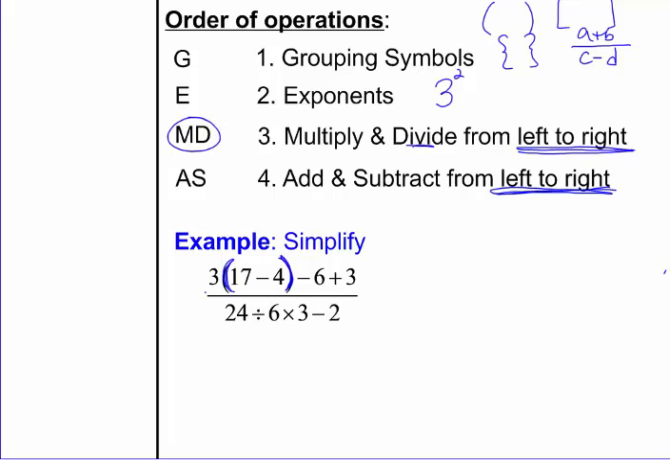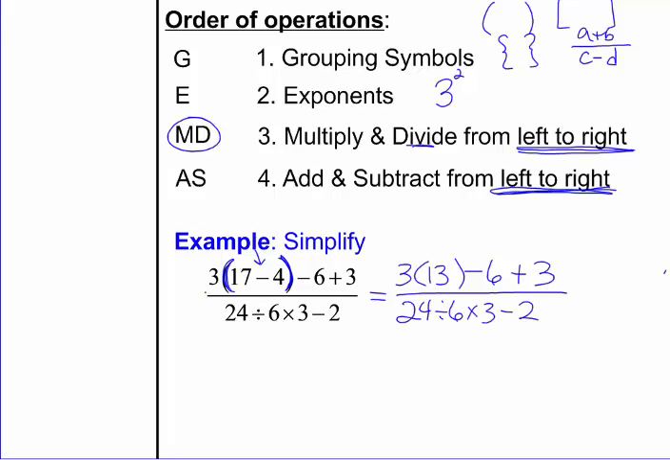So on top, we have to do the parentheses part first. So 3 times 17 minus 4 is 13, minus 6 plus 3. And then on the bottom, 24 divided by 6 times 3, minus 2. As long as the bottom and the top don't affect each other, I'm usually okay if you do one step on top and one step on bottom at the same time. Here, I did not, because I want to make sure that I do my order of operations in order.